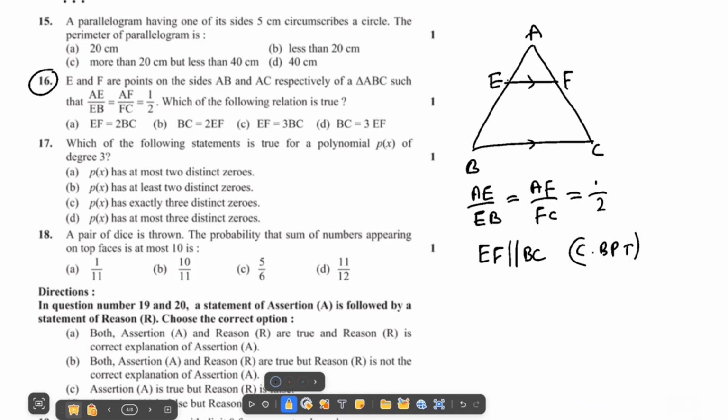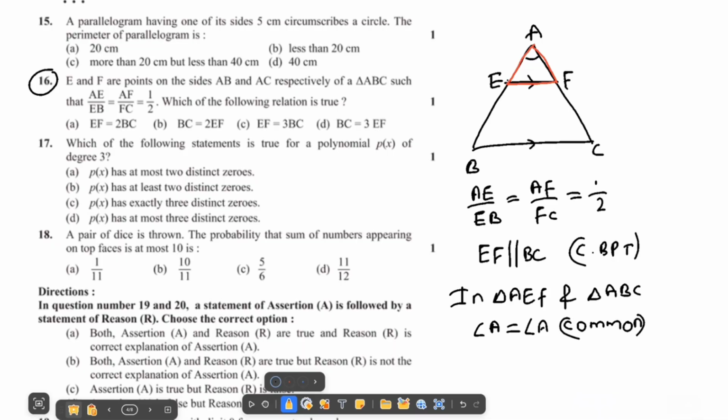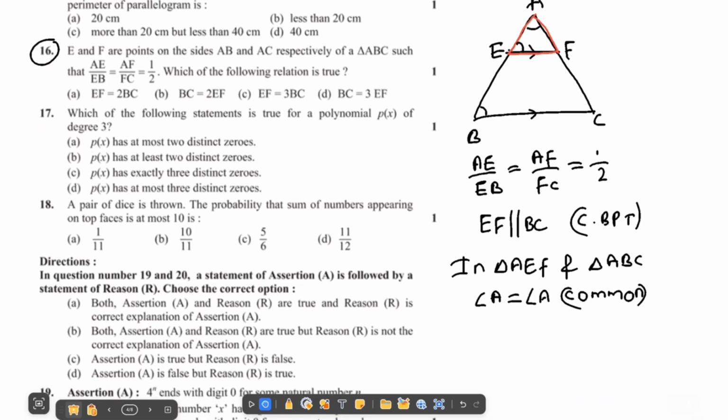Now let's compare the small triangle AEF and the big triangle ABC. Right. So here angle A is common. Angle A is equal to angle A. It is common. Next, angle at E is equal to angle at B. So both are corresponding angles.